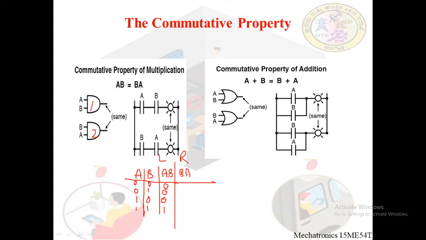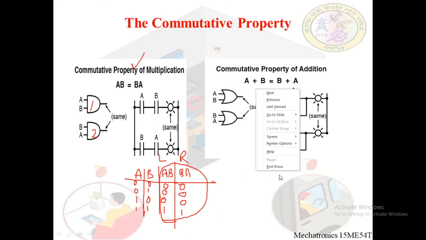Now we'll multiply, or we'll try to find out B and A. So multiply B into A, 0 into 0 is 0, 1 into 0 is 0, 0 into 1 is 0, 1 into 1 is 1. So therefore, observing the truth table, we say the commutative property for multiplication is verified.